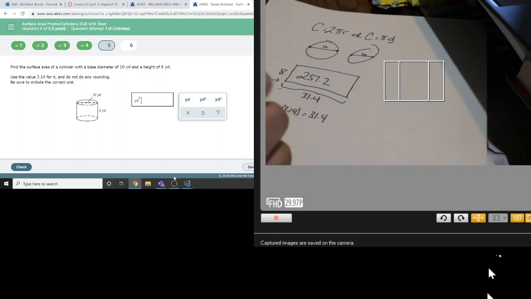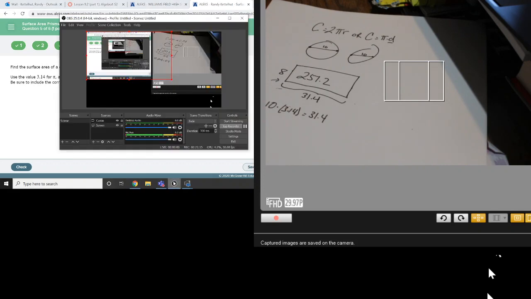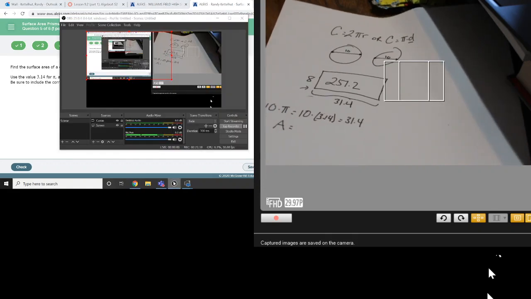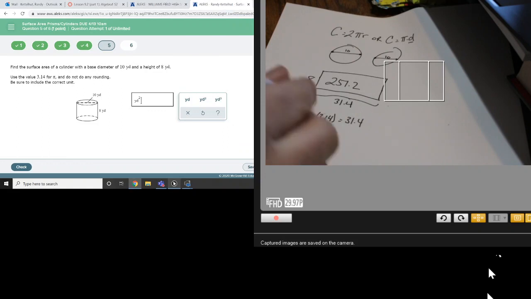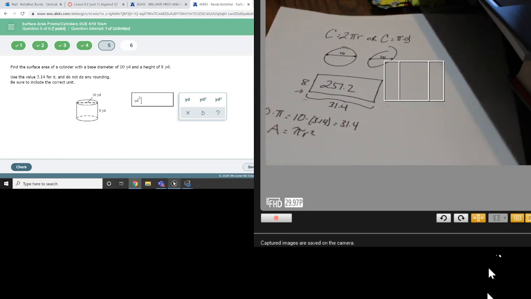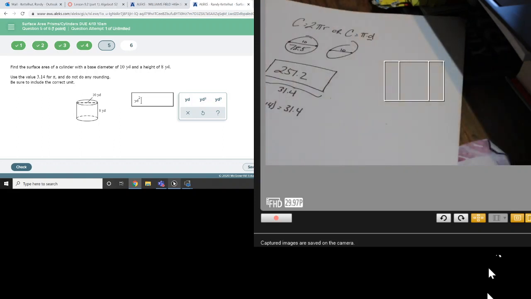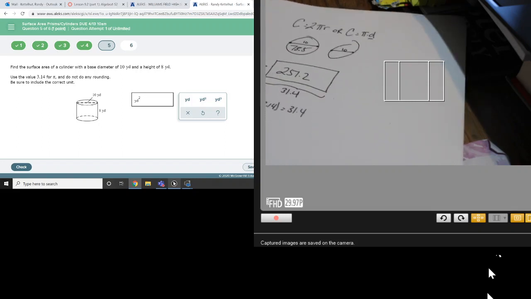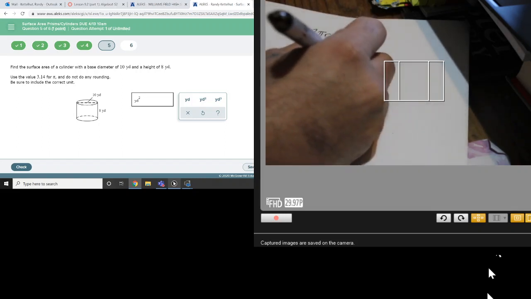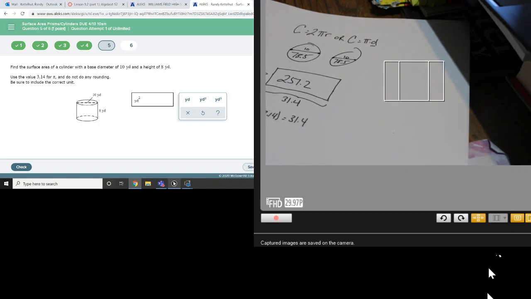So to find the area of a circle, the area of a circle is what? Does anybody remember? Give you a chance to do it. Area of a circle is pi r squared. So radius is 5, so 5 times 5 is 25. And then you want to do 25 times 3.14. Once you do that, you get 78.5. And how many circles do you have? 2 of them. So you double that, 157.